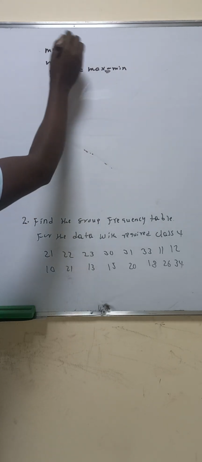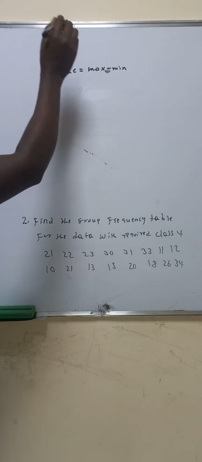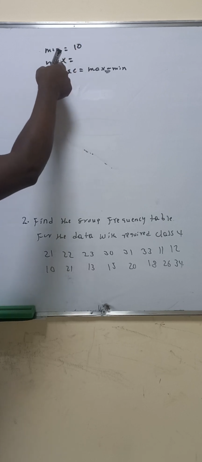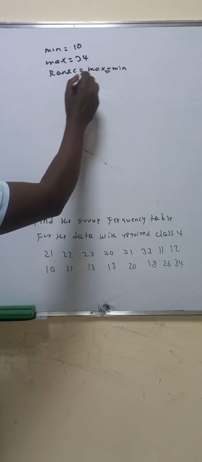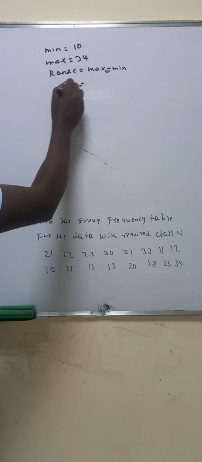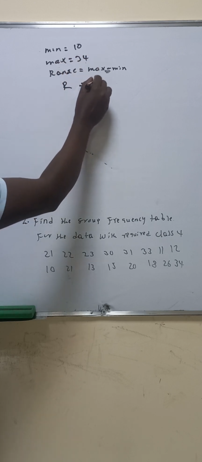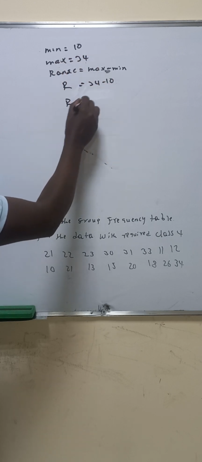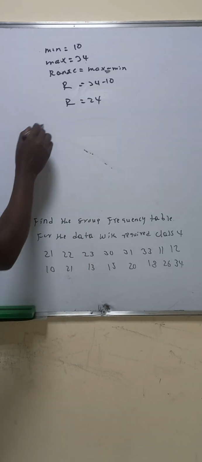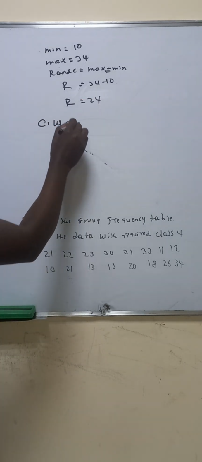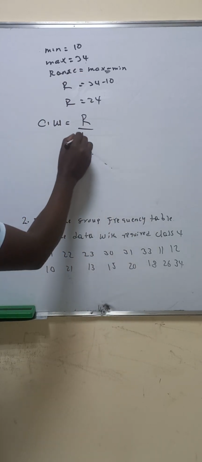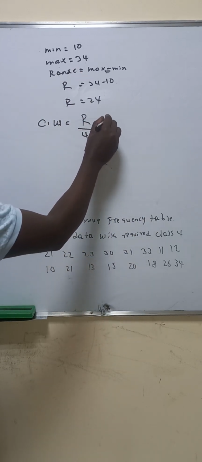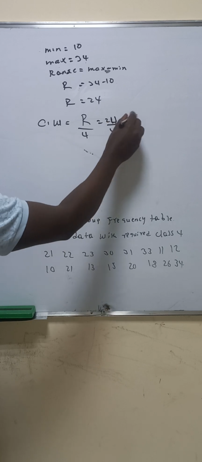Then, you know, the minimum value for the data here is 10, and the maximum value for this data is going to be 34. The range, R, is going to be 34 minus 10, so the range is going to be 24. And you know, the class width is very important. The class width is simply the range over the number of required classes, which is 4. So 24 divided by 4 is going to be 6.